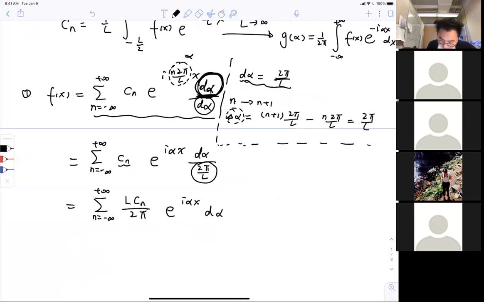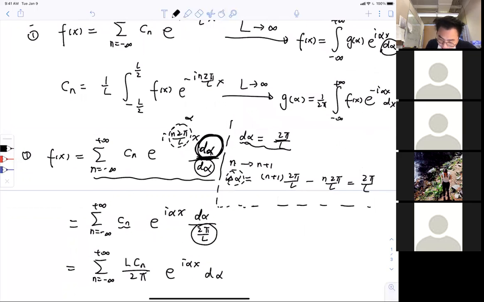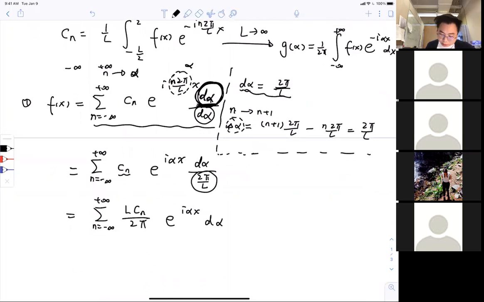And now, basically, the original variable is n. n is from minus infinity to plus infinity. Now it's like a change of variable. Now n becomes alpha, where alpha equals m times 2 pi over L. Alpha also goes from minus infinity to plus infinity, but it's a continuous variable. The difference is alpha is a continuous variable because you divide by L, and L is infinitely large.